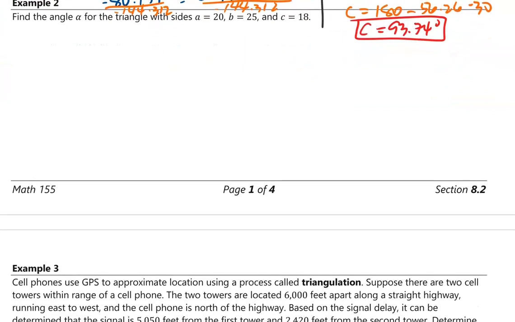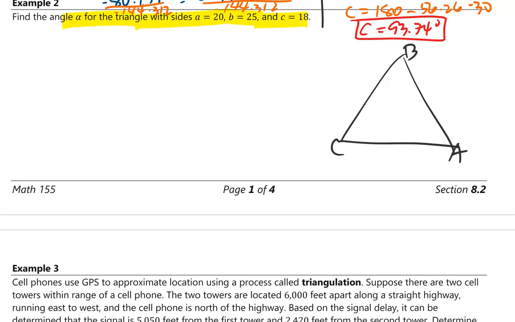Next, example number 2. Find the angle for the triangle with sides A equals 20, B equals 25, and C equals 18. Given the three sides, find angle A. Let's say we have this triangle here with angles A, B, and C. This is side A, which is equal to 20, side B is equal to 25, and C is equal to 18. So we want the opposite.